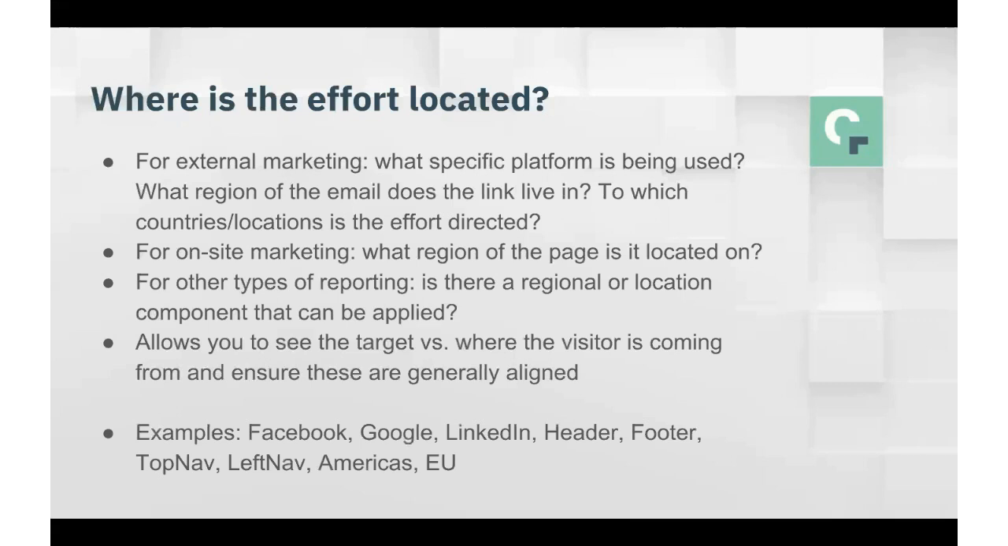Some examples of where efforts are located from a marketing perspective might be the name of the platform like Facebook, Google, or LinkedIn. From a location basis on the page or email, you might use header and footer. And for on-site, top nav or left nav. And regionally, you might have categories like the Americas, EU, specific region names, and other geos that are important to your business.